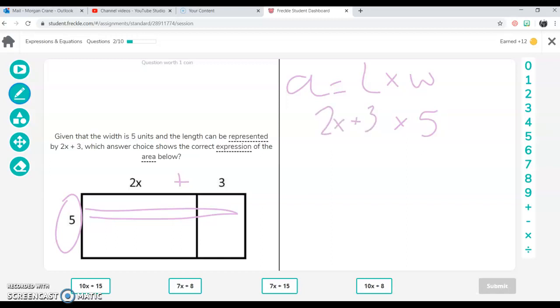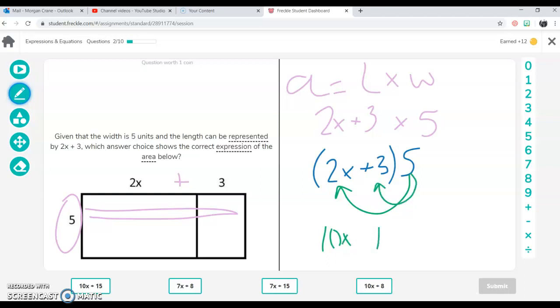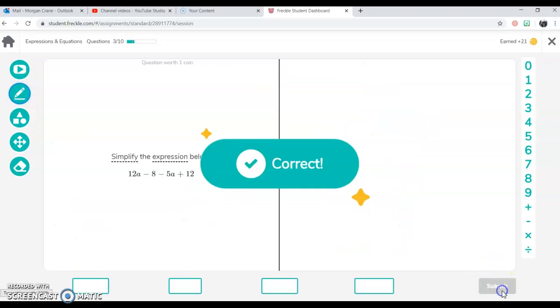But if you look down below at the answers, none of these show this. So we're going to have to do the distributive property. So I'm going to rewrite this as 2x plus 3 in the parentheses times 5. Now, 5 doesn't have to be in front because we talked about the commutative property. It can be on either side because it's multiplication. You're still doing the same step. It is just backwards. So we do 5 times 2x. 5 times 2 is 10. Put your x behind. And then we do 5 times 3 is 15. Bring your plus sign down. So we need to find 10x plus 15. Click on that. And it's correct.